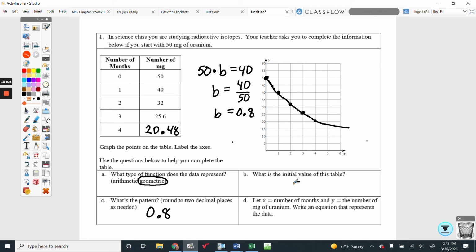What is the initial value? 50. They gave it to me. I found my pattern, so now I can write my equation. Y equals 50, parentheses, 0.8, raised to the x power. All done. And that's it.